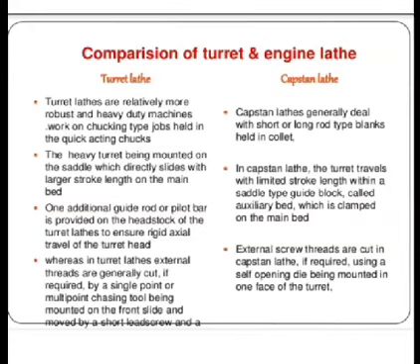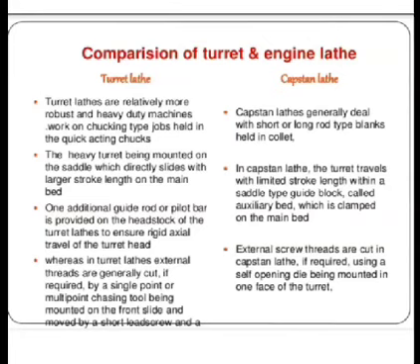Here, turret lathes are relatively more robust and heavy duty machines that work on chucking type jobs held in quick acting chucks, and capstan lathes generally deal with short or long rod type blanks held in collets. The turret lathe has a heavy turret mounted on the saddle, which directly slides with larger stroke length on the main bed. In a capstan lathe, the turret travels with limited stroke length within a saddle type guide block called the auxiliary bed, which is clamped on the main bed.